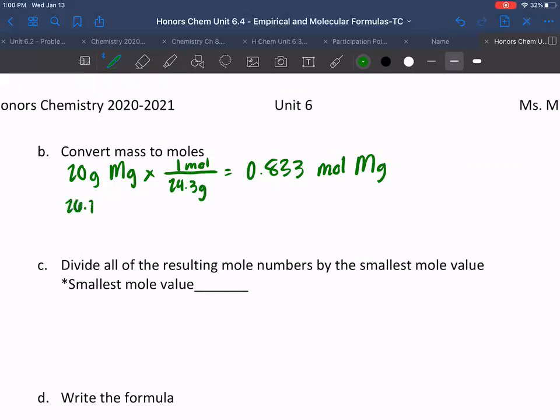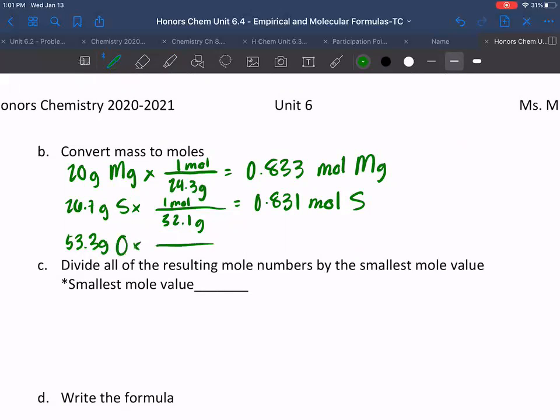Then we have 26.7 grams of sulfur, which weighs 32.1 grams per mole, giving us 0.831 moles. And lastly, oxygen, 53.3 grams, converting with its molar mass of 16 grams per 1 mole. That's going to give us 3.33 moles of oxygen.